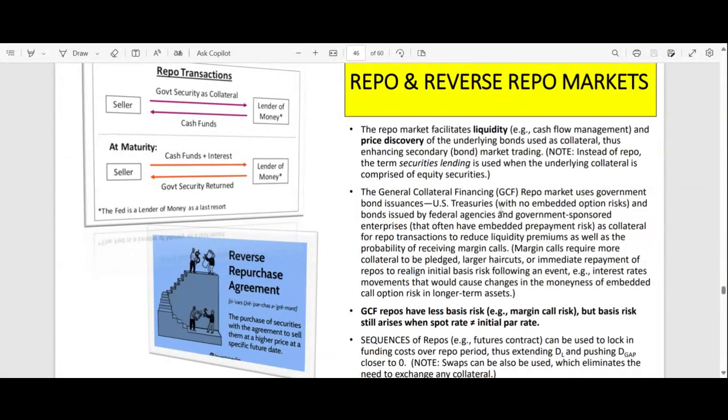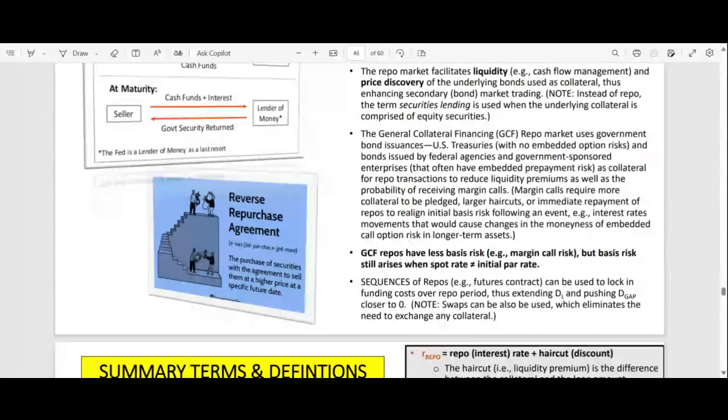All right, now the general collateral financing repo market. This is an important point. We have a market that consists of just US Treasuries that have no embedded call or put option risk. There's no risk to pay early or risk to pay late, and we can use that as collateral. If you buy US Treasuries, you can use them as collateral for repo loans. In that market, you don't have as many haircuts because the collateral is risk free, and you're not going to have a margin call.